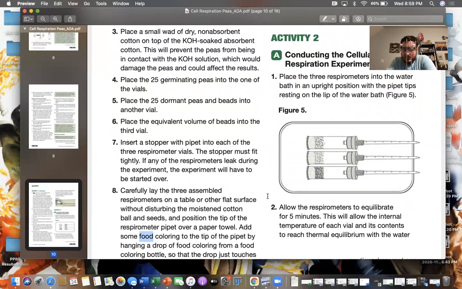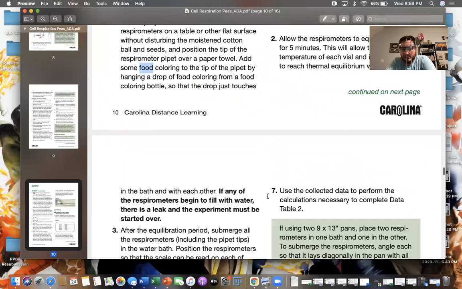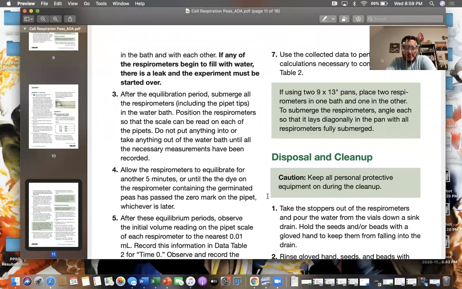So I'm just going to read through this and then we'll do it. Allow the respirometers to equilibrate for 5 minutes. This will allow the internal temperature of each vial and its contents to reach thermal equilibrium with the water in the bath and with each other. If any of the respirometers begin to fill with water, there's a leak and the experiment must be started over.